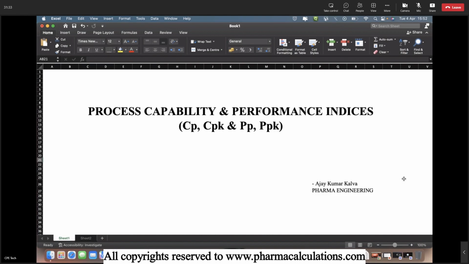Usually we mention process robustness in terms of sigma level, like 3 sigma, 4 sigma, 5 sigma or 6 sigma. As a continuous improvement engineer, we try hard to increase the sigma level of a process so that the reproducibility of the process increases. But how do we evaluate it statistically and interpret these indices? How do we correlate the sigma level to these indices? That is what we are going to see in today's session.